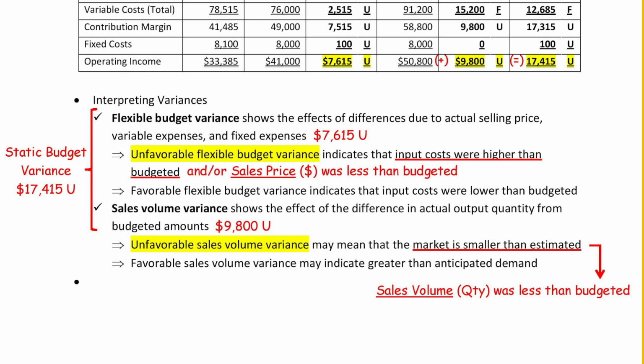Flexible budget variance includes the variances in the sales price or sales dollar as well as variances in input costs. The sales volume variance, as the name signifies, includes variances in sales volume or sales quantity.